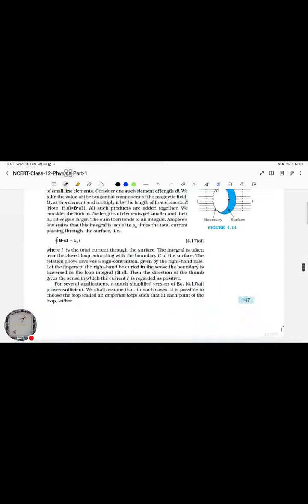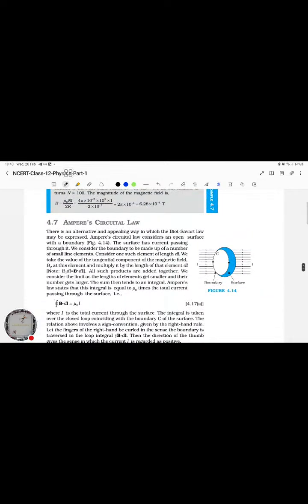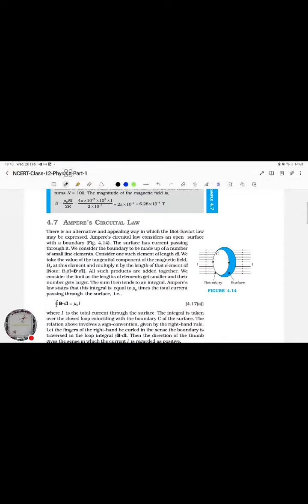Going down, we have Ampere's circuital law. There is an alternative and appealing way in which the Biot-Savart law may be expressed. Ampere's circuital law considers an open surface with a boundary, figure 4.14. The surface has current passing through it. We consider the boundary to be made up of a number of small line segments. Consider one such element of length dl.